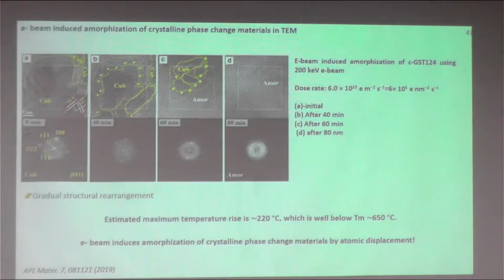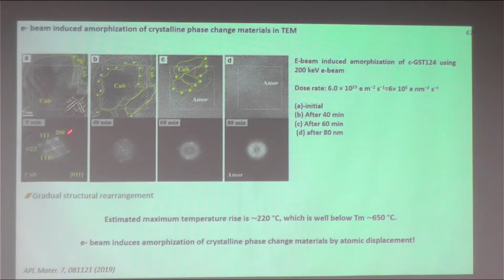So now let us look at the reverse process of the amorphization process, the transformation from crystalline lattice to the amorphous lattice. Here this process occurs on a much longer time scale; it requires more than 1 hour.